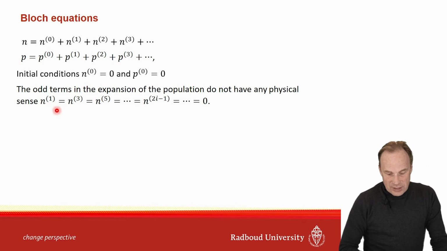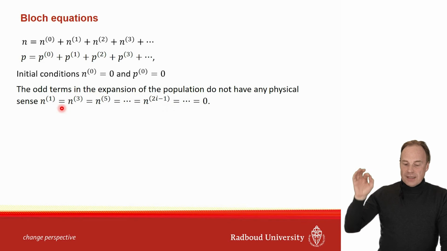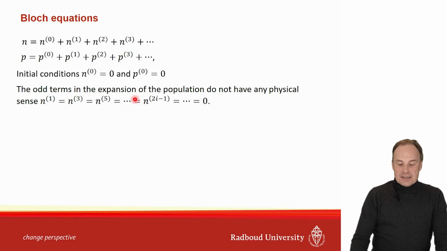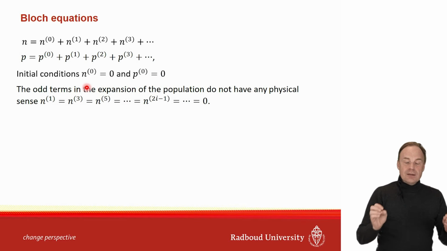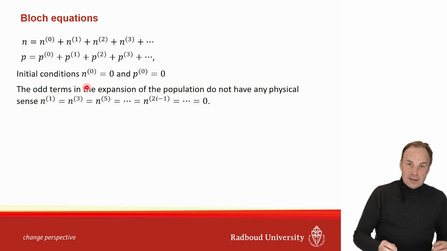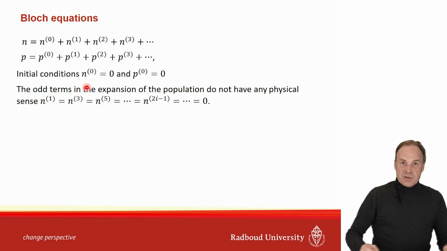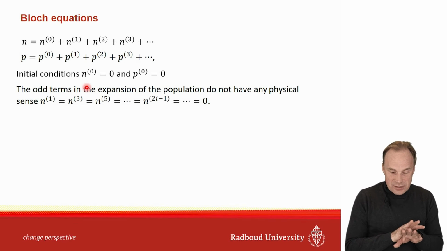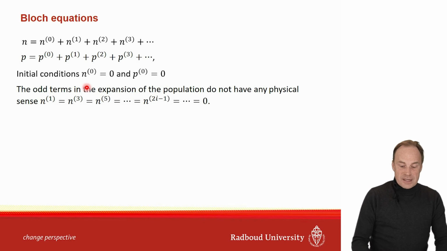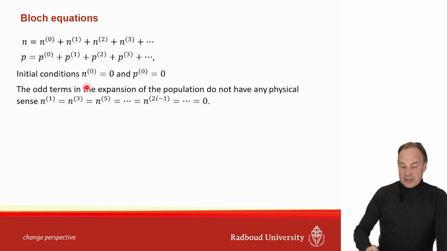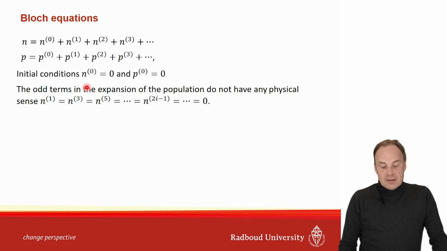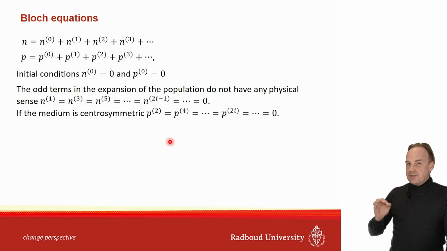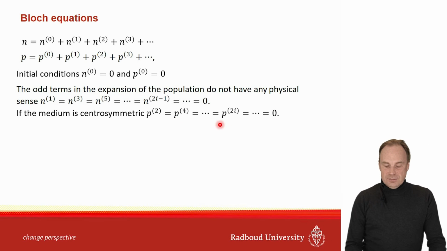We assume that the initial condition is polarization equal to 0 and population equal to 0. Assuming that polarization is equal to 0, basically we are talking about a medium without a center of symmetry. So the polarization of the ground state is 0. So, no, the medium is centrosymmetric. And for the same reason, if the medium is centrosymmetric, we can also assume that even terms in this expansion of the polarization, which are even with respect to the electric field of light, must also be 0.